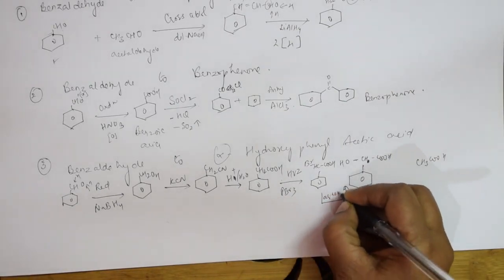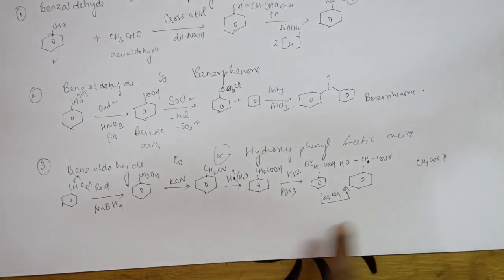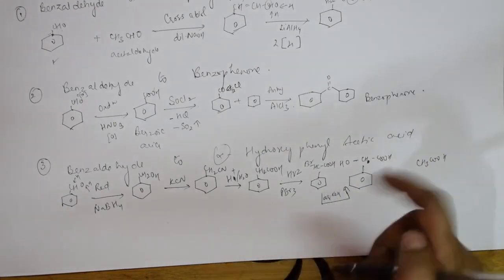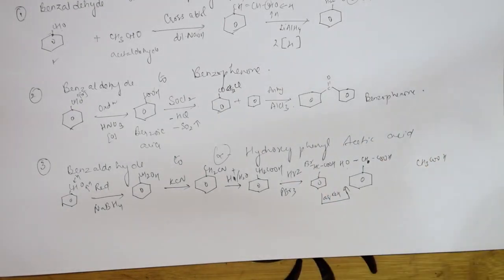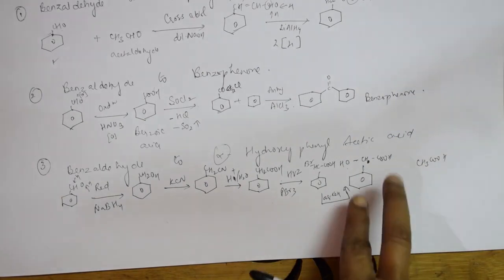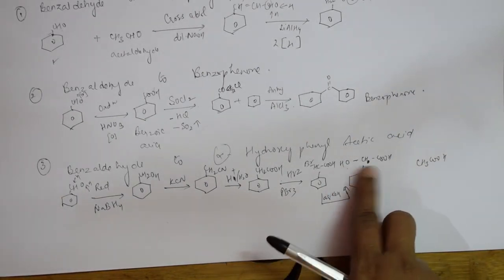So alcoholic KOH is different, aqueous KOH is different. Aqueous KOH when you introduce, you're going to take out that Br and add this OH. So once again, let us come back. I need to prepare this compound. I have these two combinations. I need to add this. From where did I get?